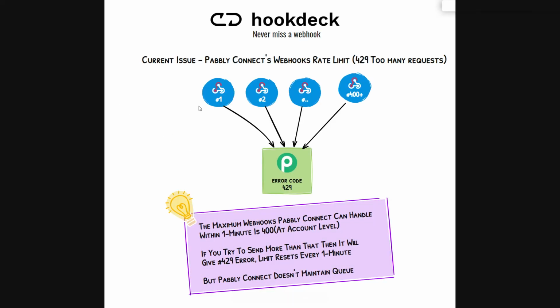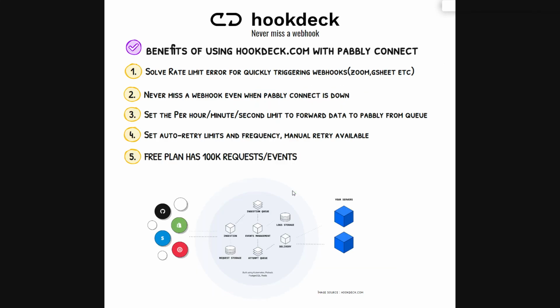The current issue we are facing is that whenever there are more than 400 webhooks per minute, it will just give us a 429 error code, and we don't want that. We want to maintain the queue and not miss the webhooks. I said that HookDeck can solve this issue, but how? What are the benefits of HookDeck? First of all, it obviously solves the rate limit issue.